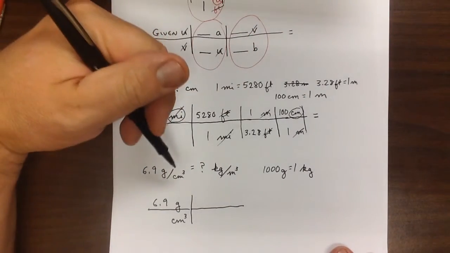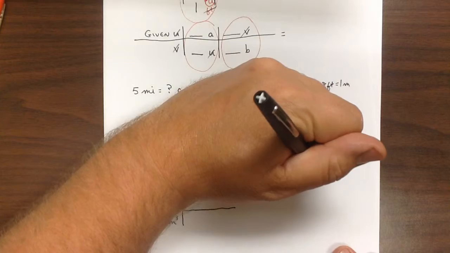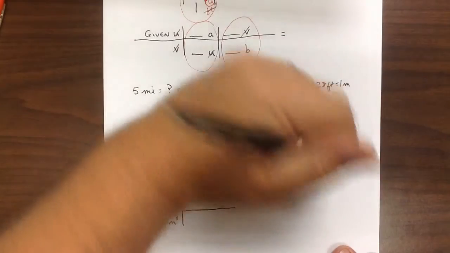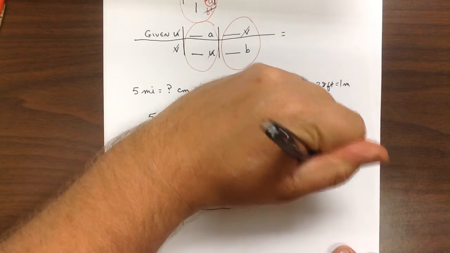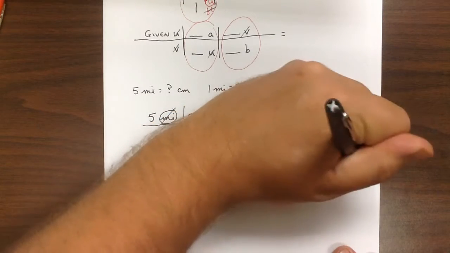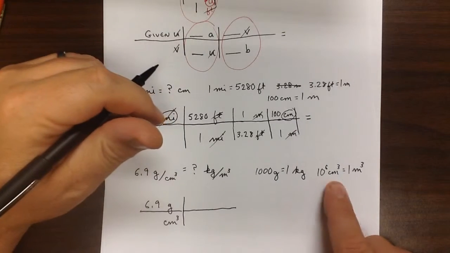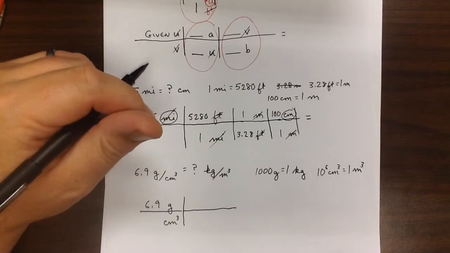The other conversion factor we're going to need to make use of is that there are 1 million centimeters cubed in 1 meter cubed. So 10 to the 6th centimeters cubed equals 1 meter cubed. This is 1 million centimeters cubed equals 1 meter cubed.